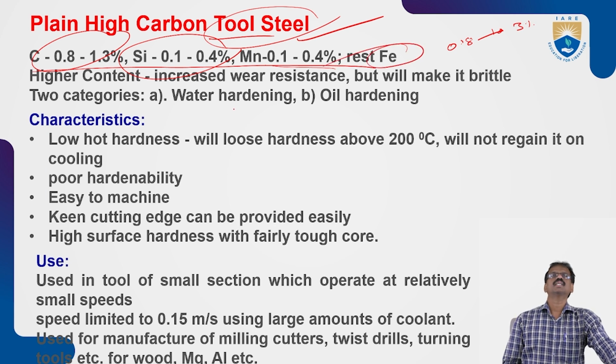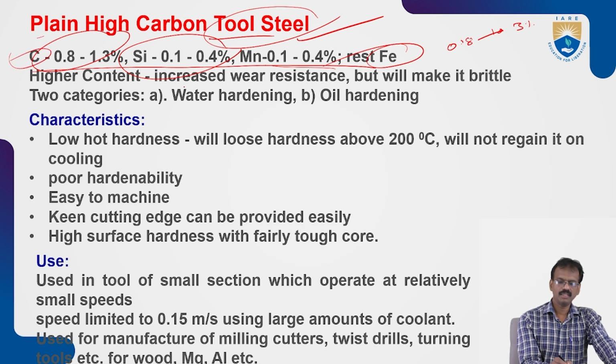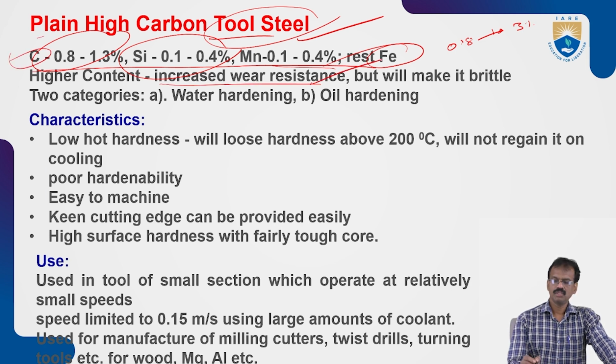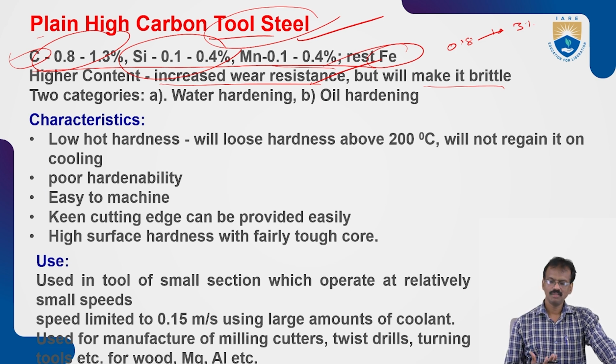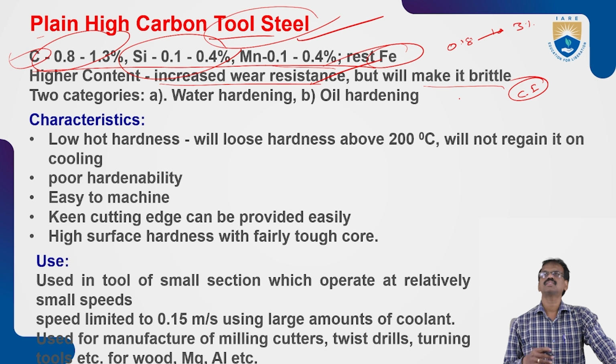You know this one. Higher content of carbon increases the wear resistance, but will make it brittle. You know that carbon content increases the hardness and wear resistance of the material, but it leads to brittle materials. You know that cast iron is a very hard material, but it is brittle. So there are two categories of these high carbon tool steels. One is water hardening. The next one is oil hardening.